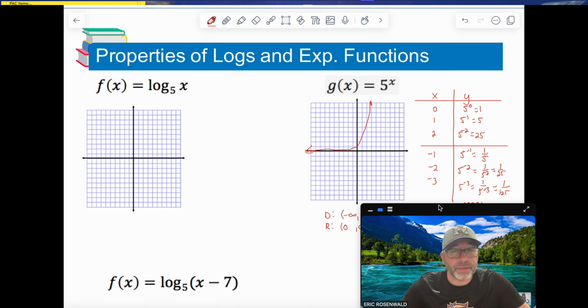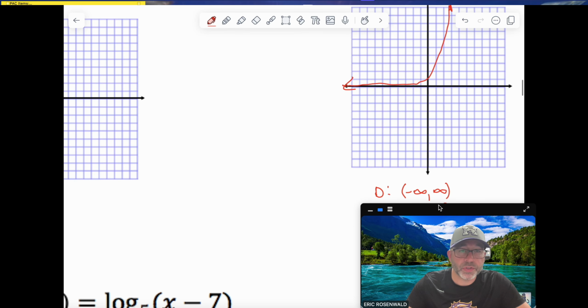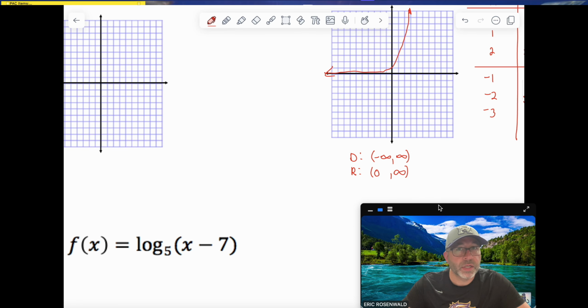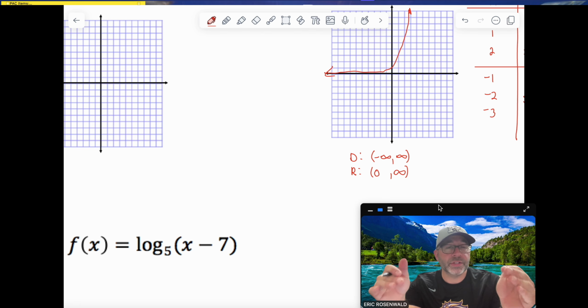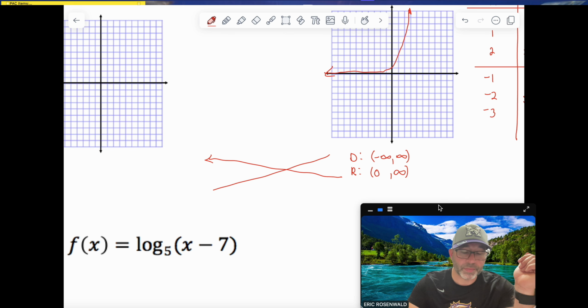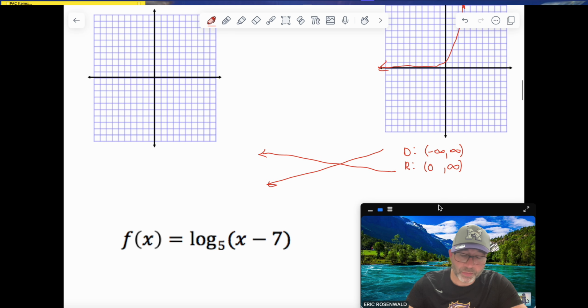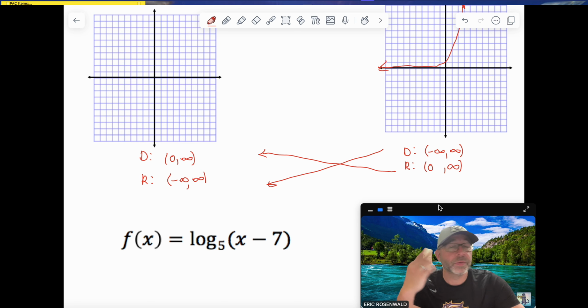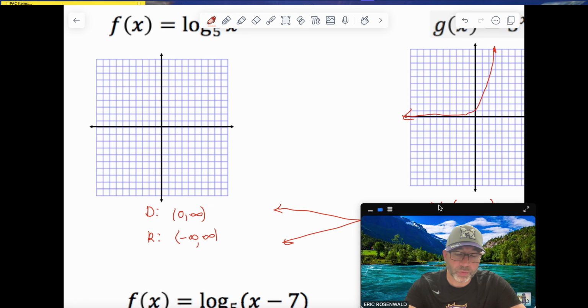Well, if we remember anything about inverses, what ends up happening is when we switch the x and the y and we solve for y again, we end up taking the domain and the range and swapping their places. And what's going to happen is our domain for a log function is going to be 0 to infinity, and then my range is going to be negative infinity to infinity. Remember, this happens whenever we do the inverse, which is just switching x and y. So if that's the case, when I look at this picture, we should see a reflection over y is equal to x, because x and y switch places.